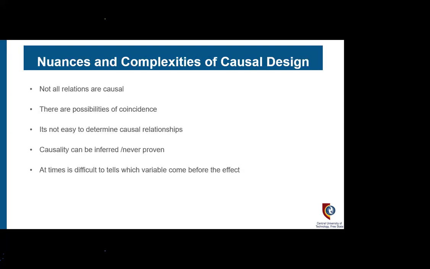It has its own complexities. One of the complexities is that not all relations are causal. And there are possibilities of coincidence, to say maybe people might be eating ice cream not because of the heat, but because they want to eat ice cream. It is not easy to determine this kind of relationship. Other relationships or causalities are inferred and can never be proven. At times, it is very difficult to tell whether one variable informs the other.